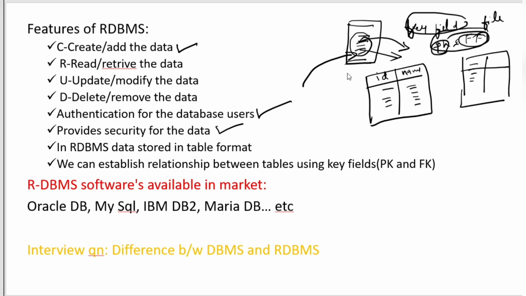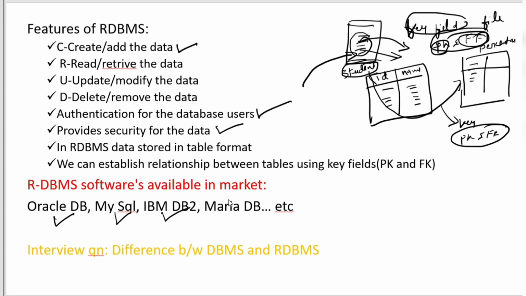So here we have a table for students. Let us assume this table name as students. Similarly, this table name as percentage. So we can establish a relationship between these two tables by using what? Key fields, that is primary key and foreign key. What are the RDBMS software available in the markets? We have Oracle DB, we have MySQL, we have IBM DB2, we have MariaDB.